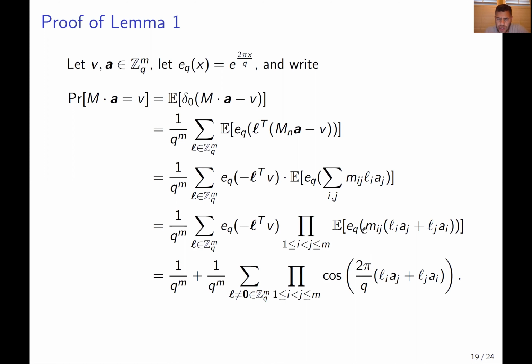And now the nice observation, that's why it was easier to work with plus minus 1 than 0, 1, is that if you take an expectation of e_q to the M_ij times something, where M_ij is plus minus 1 with probability 1/2, so we just get a cosine. Right, so this is a routine calculation to show that the probability that M A equals V is just 1 over q to the m plus 1 over q to the m times the sum where we're running over all L's which are not 0, and product of these ugly cosines.